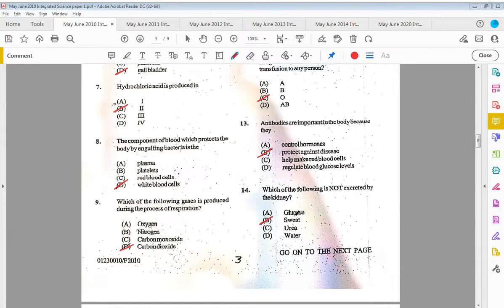But we know for sure that sweat has nothing to do with the kidneys. This is with the skin. So the question is asking again, which of the following is not excreted by the kidneys? So we'll choose sweat.